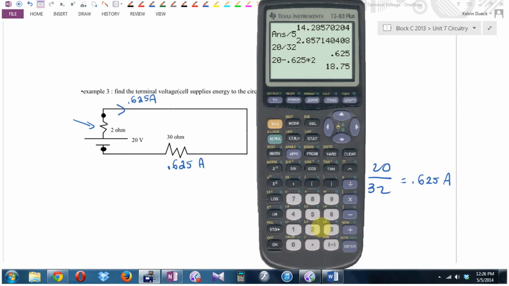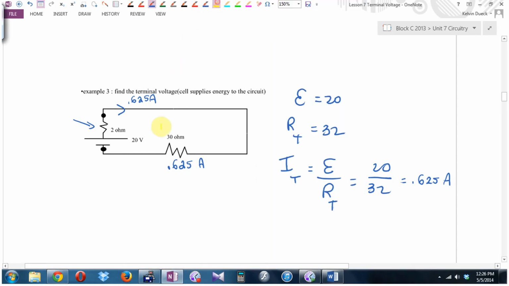The other way I could have done it, like I could have said, you know what? Since this is the only actual ski hill, that must be how high the terminal voltage is as well. If you go 30 times 0.625, I think you'll also get 18.75. Check it. Try it real quick on your calculator. Yes? So I got a couple of ways I can find this.